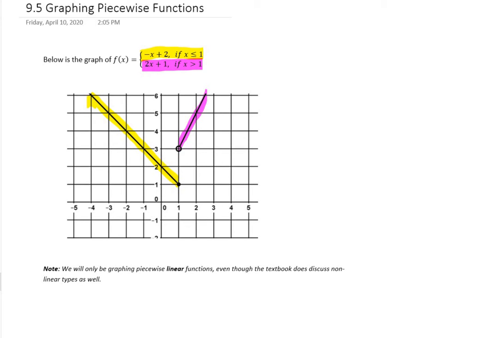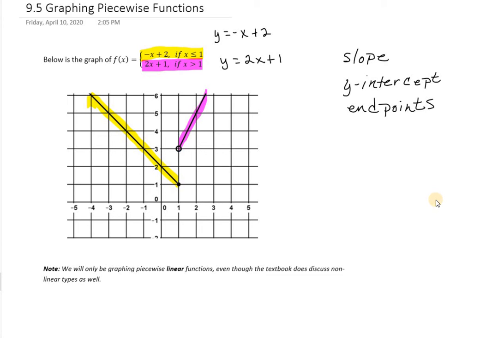Okay, we're going to think of this equation as really two different equations: y equals negative x plus 2, and y equals 2x plus 1. When you're graphing a linear function, the two things that you're interested in are the slope and the y-intercept. And that's what I'm going to be interested in here as well. The other thing that I'm going to be interested in are my endpoints.